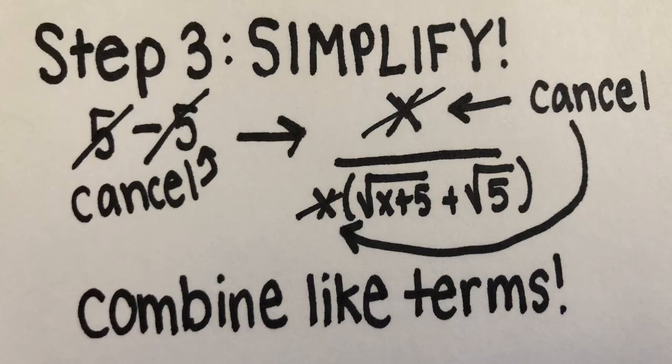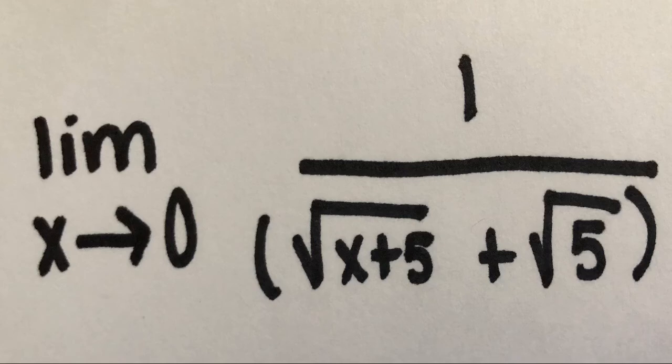We can now simplify the problem by combining like terms. The 5's in the numerator will cancel out, leaving an x in the numerator. Also, because we did not distribute the x in the denominator and it isn't part of a binomial, we can cancel the x's in the numerator and the denominator. The problem is now completely simplified and reads the limit as x approaches 0 of 1 all over the square root of x plus 5 plus the square root of 5.